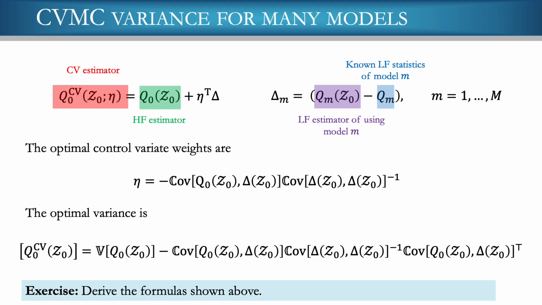Using this vector notation, the optimal control variate weights and the optimal variance take a form similar to that found using the single low fidelity control variate estimator introduced in a previous tutorial. However, now the first term of the optimal control variate weights is no longer a scalar but rather a vector containing the correlations of each low fidelity estimator with the high fidelity model, and the second term is a matrix containing the correlations between each low fidelity correction delta. I'll leave the derivation of these expressions as an exercise for the viewer.